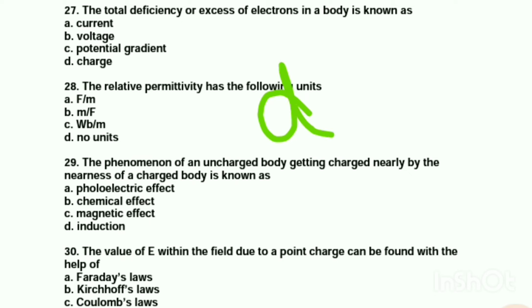No units, D. The phenomenon of an uncharged body getting charged merely by the nearness of a charged body is known as induction, D. Next, the value of E within the field due to a point charge can be found with the help of which law? Coulomb's law, C.